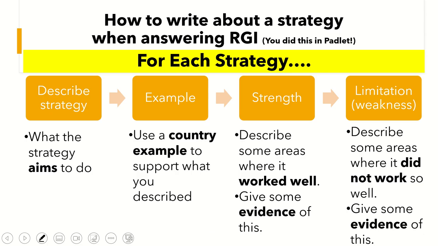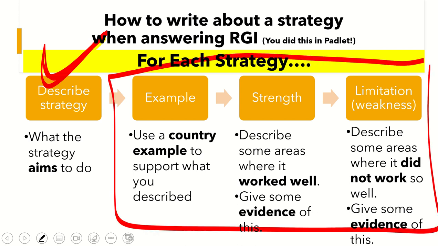Can you remember what you did previously? For each strategy, you did it once in a Padlet, and then after that, you copied this down into your notes. For each strategy, we described the strategy, we gave an example, we talked about the strength, and we talked about the limitation. Based on your own knowledge, you can talk about the strategy. And then for the rest of this, you can use the information given in Gazibe.